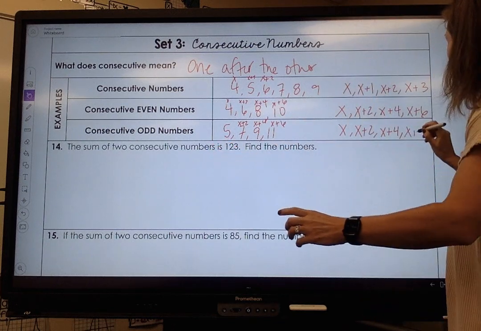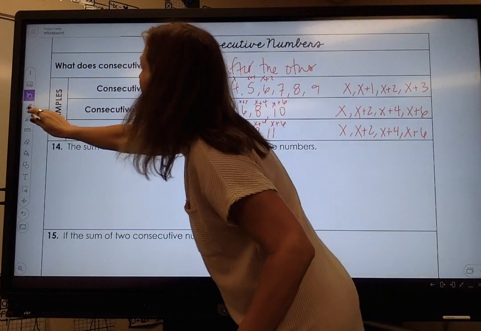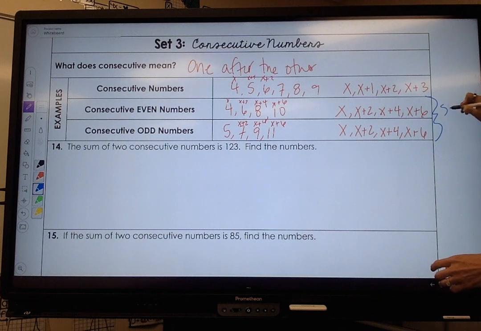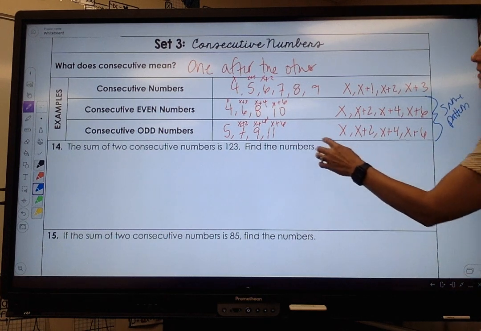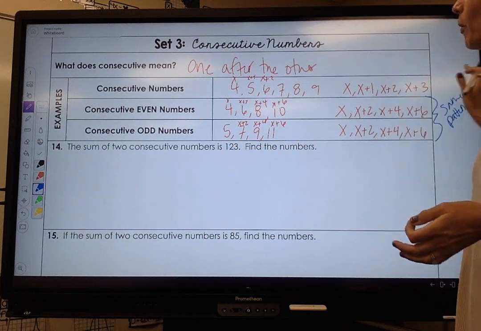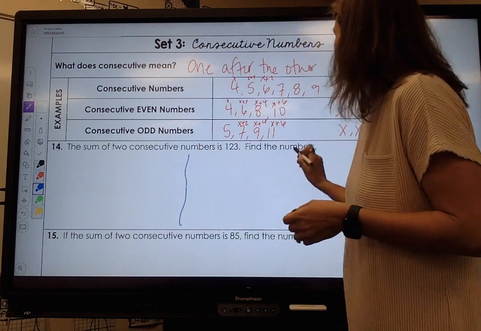So if you look here, this is the same pattern. So that's what I want you to see. These two are going to be the same pattern because basically you're just skipping a number. But it's still, you're increasing by 2, okay? So when we do our word problems, we need to understand that.